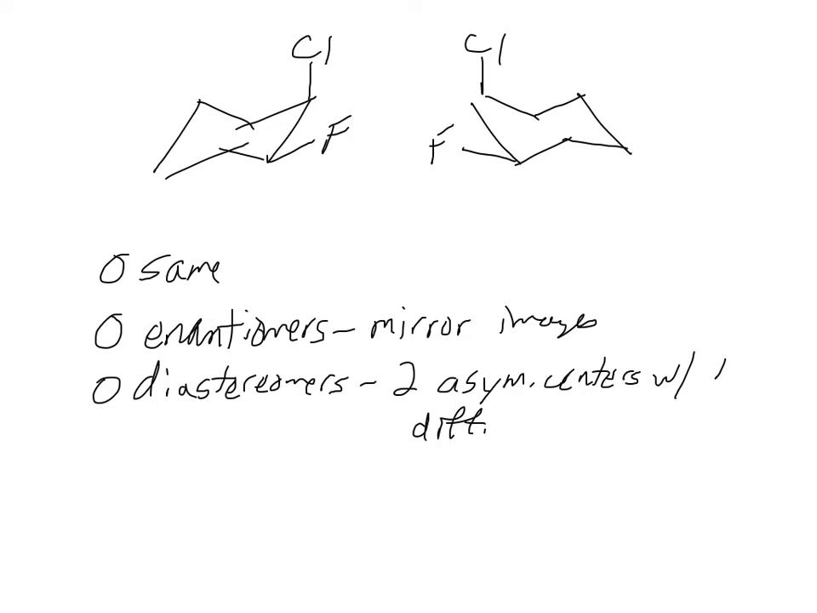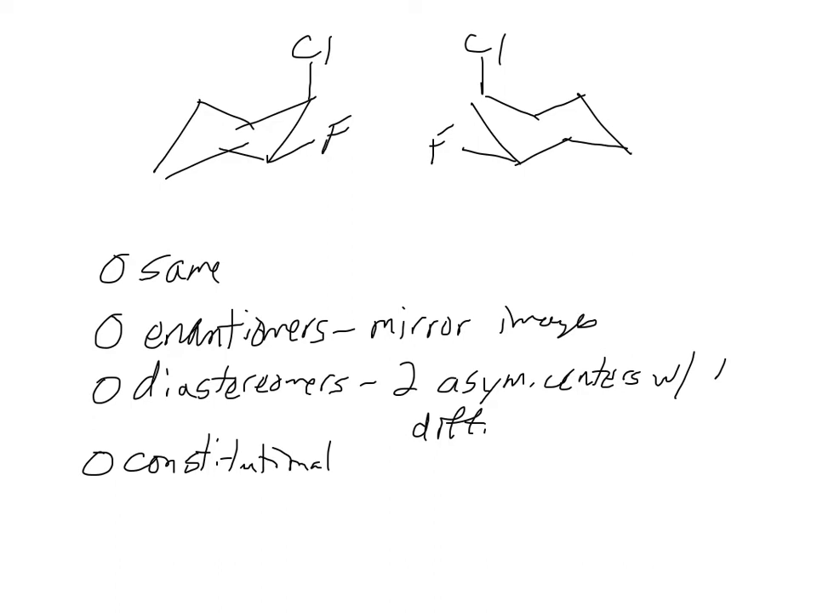And diastereomers have different physical properties. And then the last one here is constitutional, which would just mean different bonds. Same molecular formula, but different bonds. So this is easy. So are these isomers of each other? They have the same molecular formula? Yeah, so they are isomers.